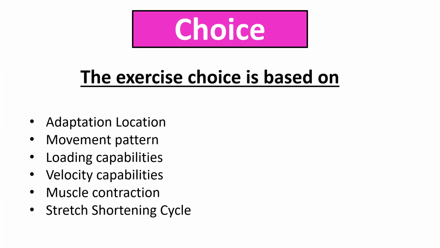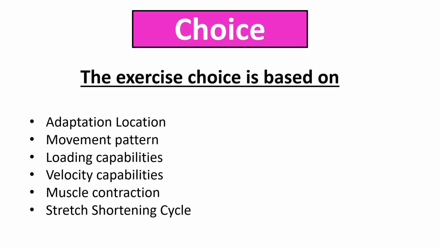I need to look at the stretch shortening cycle. Am I going to use it or not use it? Does the exercise allow me to use it or does it not allow me to use the stretch shortening cycle? Say I'm doing a box jump. I'm doing a box jump from a counter movement position. I can drop down and jump up. I'm using the stretch shortening cycle.